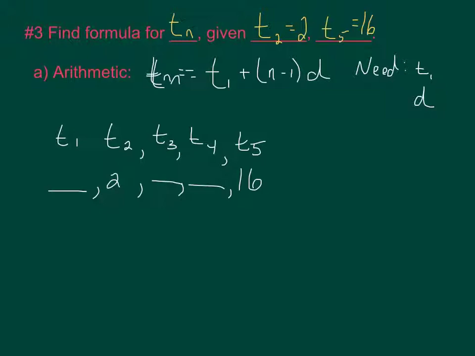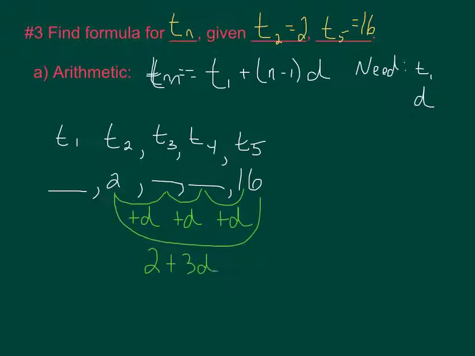But what I do know is that if I go from T2 to T3, since it's an arithmetic sequence, I'm adding some common difference each time. See that? Well, that tells me that to get from T2 to T5, I start with T2, I add not 1, not 2, but 3 d's, and I get 16. Well, that just helped me a lot, because now I can figure out what d is. d ends up being 14 thirds, or 4 2/3. So d is 14/3.